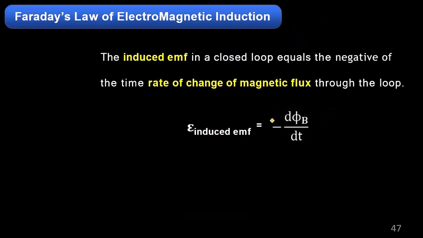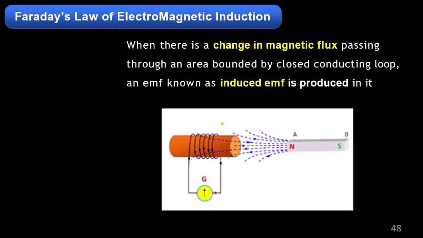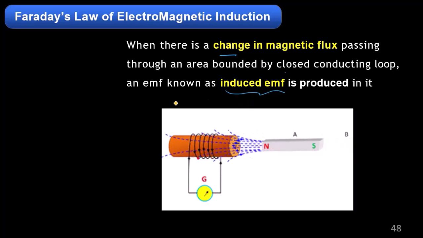This is the formula that I am going to use: EMF equals minus dφ/dt, with the minus sign. But in order to do the numericals, you don't have to consider the negative sign. When there is a change in magnetic flux passing through the area bounded by a closed conducting loop, this loop should be closed, it should not be an open loop, and the induced EMF is produced. If the loop is closed, then only I can see the current. Otherwise, I cannot see it. If the loop is open, then the current will be zero. For the closed loop only, the current will flow.